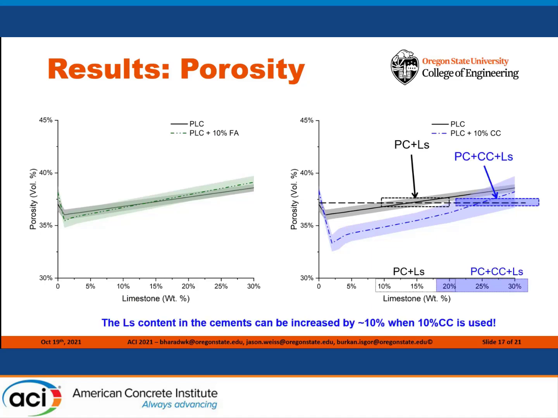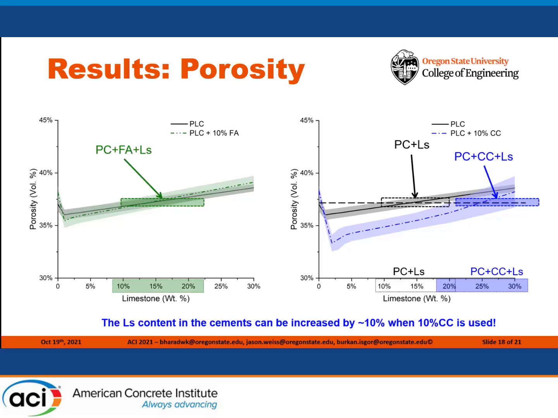So the modeling shows that even when we consider the natural variability in calcined clays, the limestone content in the cements can be increased by about 10%. For example, in a neat cement system, the limestone content that can be added to the cement while considering the variability of the cement itself can be anywhere between 10 to 20% without affecting the porosity. When 10% calcined clay is added to the binder, the limestone content in the cements can be increased to 20 to 35%, which is about 10% higher than in a system without any calcined clay. And this includes the natural variability of cements and calcined clays that are produced.